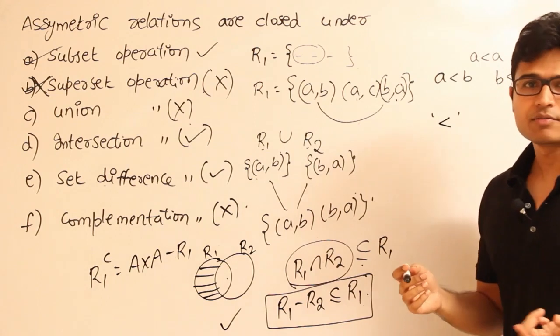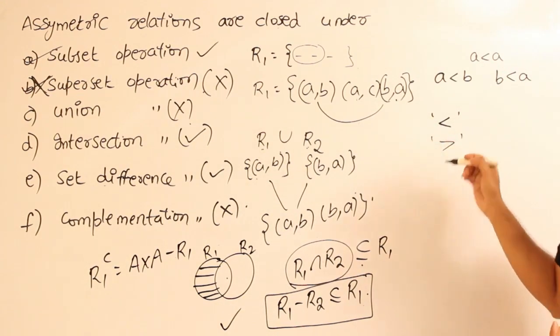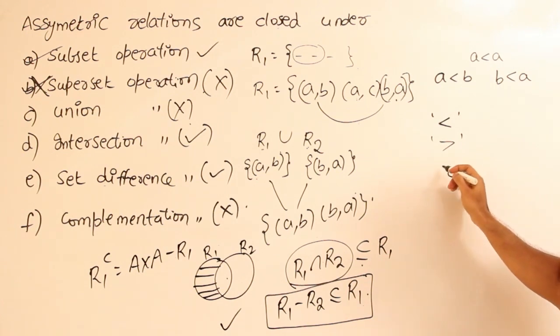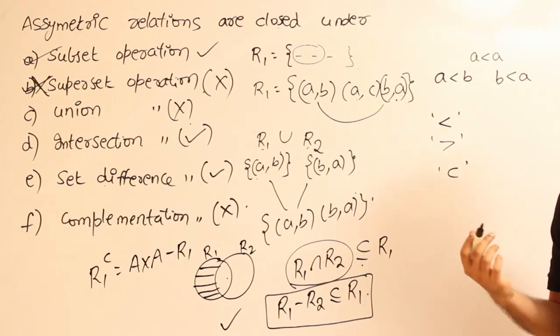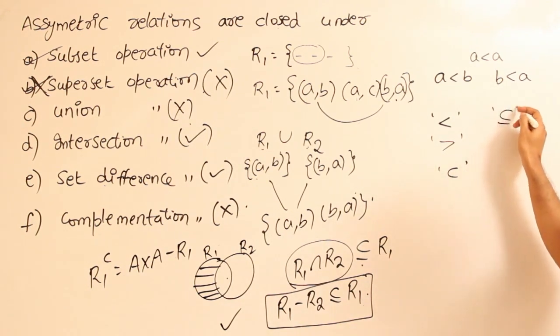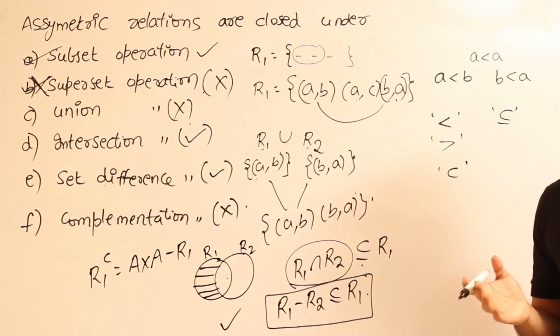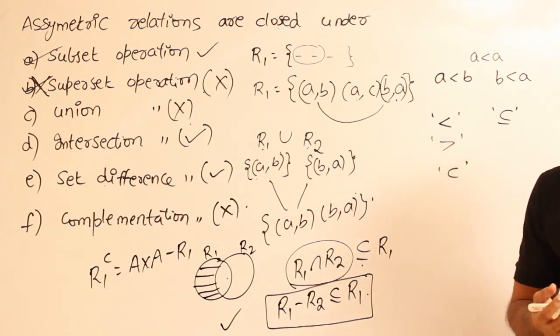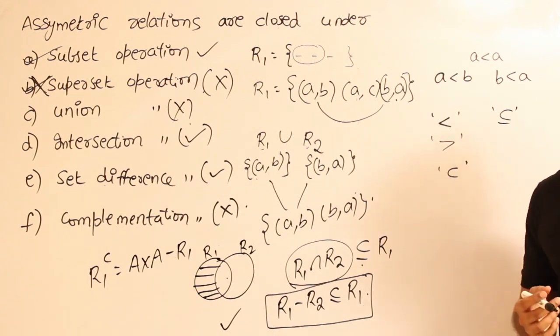If less than is an example, you can include greater than also, on the set of all real numbers. And on the set of all sets you can include proper inclusion. Proper inclusion is the proper subset operation, not the subset. So subset is not asymmetric. The reason is A will be a subset of itself. But proper subset, yes, it is asymmetric, because A cannot be a proper subset of A.